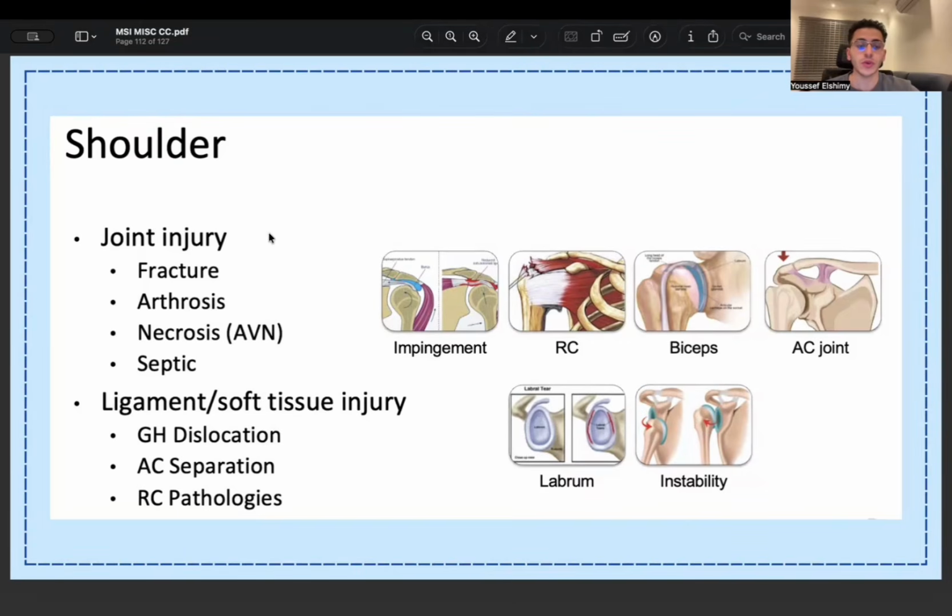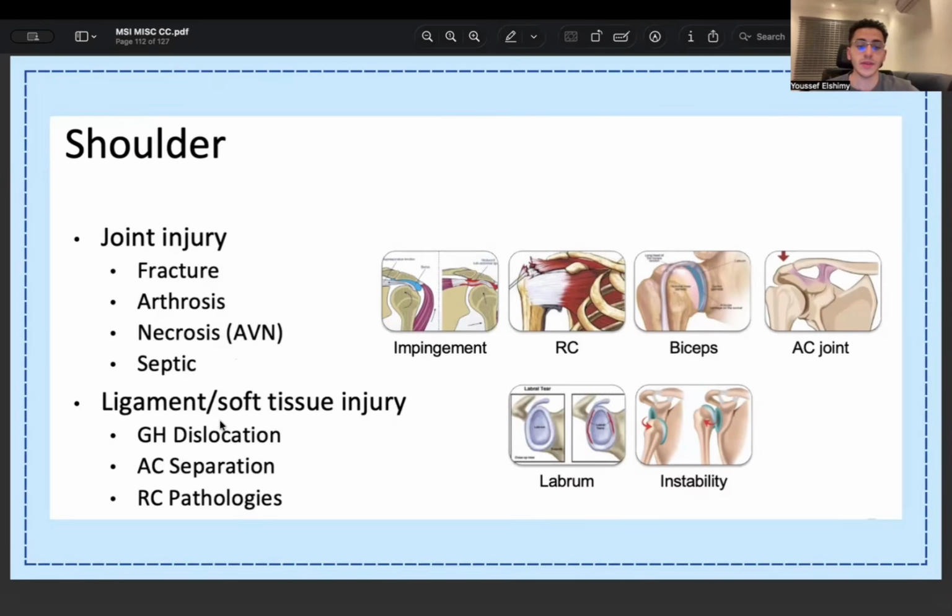shoulder joint. So the shoulder itself could be injured or the ligaments around it could be injured. Let's start with reasons for joint injury. It includes fracture, it includes arthrosis or arthritis. It also includes necrosis or avascular necrosis of the shoulder joint. And this is most commonly found in patients with sickle cell disease because not enough blood supply is going to this joint. This leads to avascular necrosis of the shoulder joint. Then we have septic causes. This is due to microbes or bacteria.